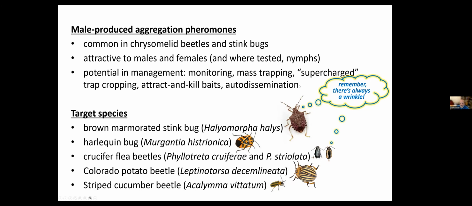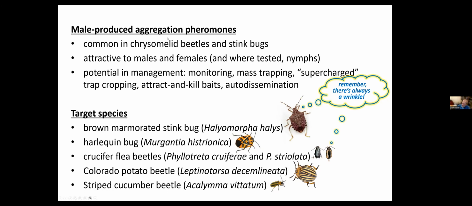And sometimes it's surprising. Okay, just a little background on how you might use this in management. Obviously, you can have a trap and monitor. You can say, I just want to know how many there are out there, and have a good trap. The next step might be to put out a whole bunch of traps and try to depress the population. Another way might be to put out a crop and this pheromone and supercharge it, and have a trap crop.